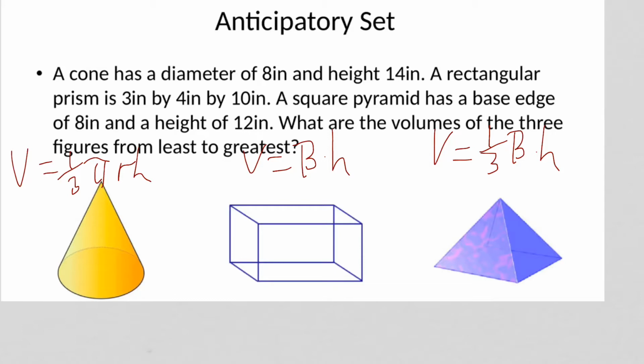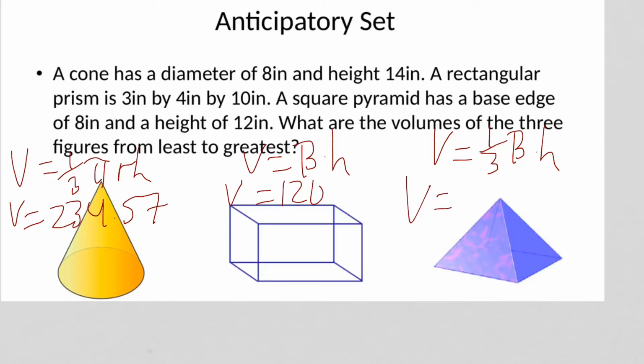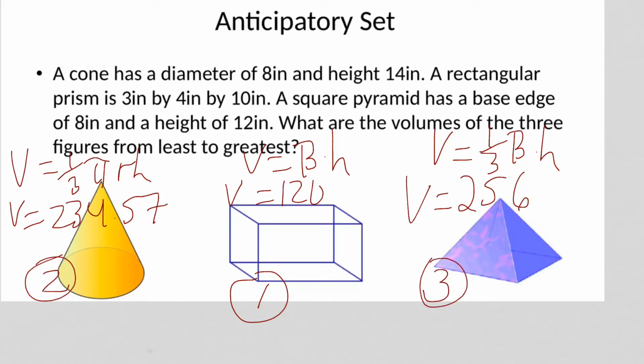So the volume of the cone, when I plug in the radius and the height, I get the volume to be 234.57. When I do the volume of the rectangular prism, I get it to be 120. And for the square pyramid, 1/3 times the area of the base times the height comes out to 256. And we're ordering the volumes from least to greatest. So this is first, second, and then the square pyramid is last.